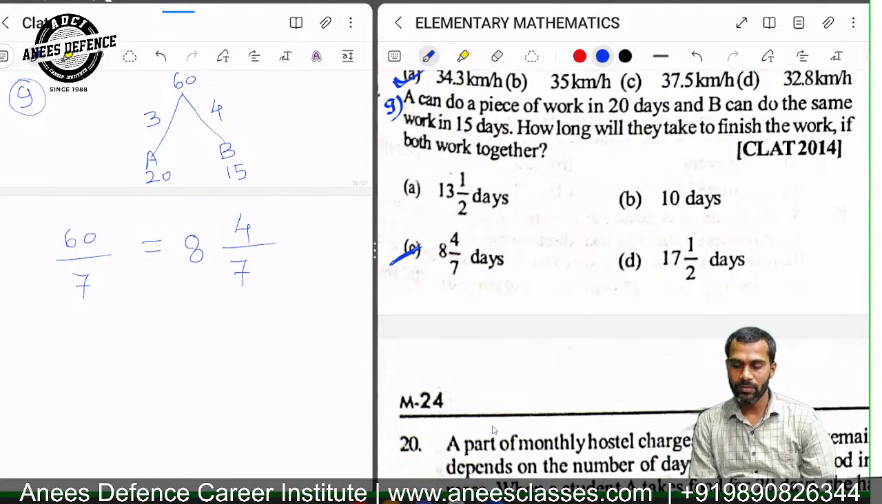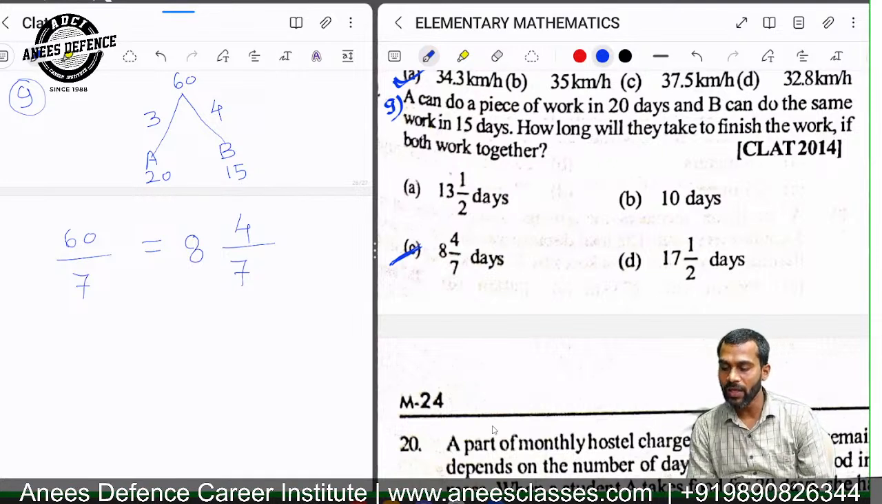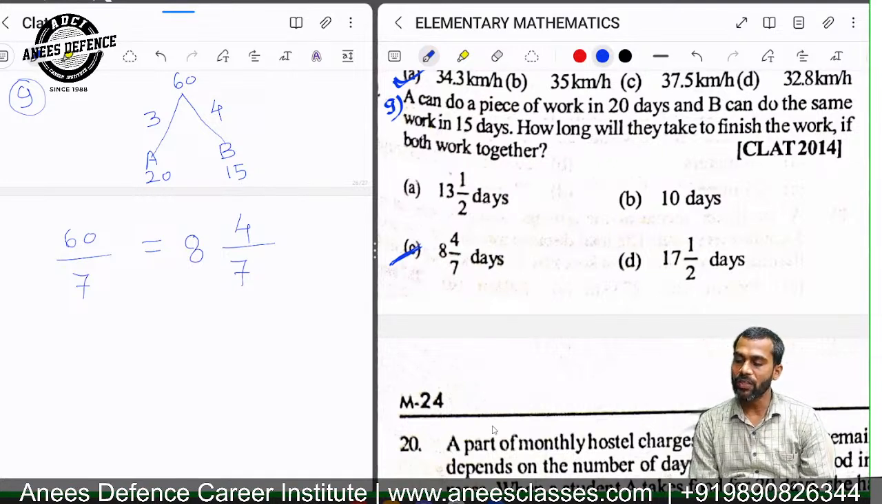Okay. So if you understood this one, please try to solve. I'm changing the language a little bit. Suppose A can do a piece of work in 20 days and B can do the same work in 15 days. How long will they take to finish the work? In place of together, just write they work alternately, starting with A.